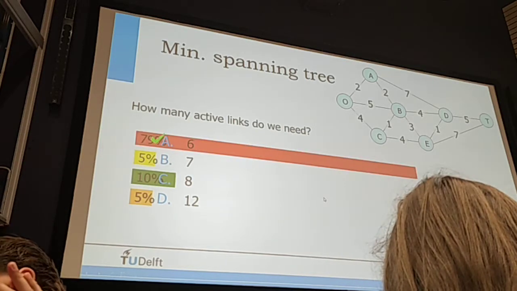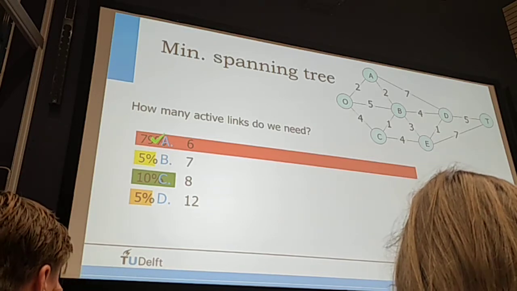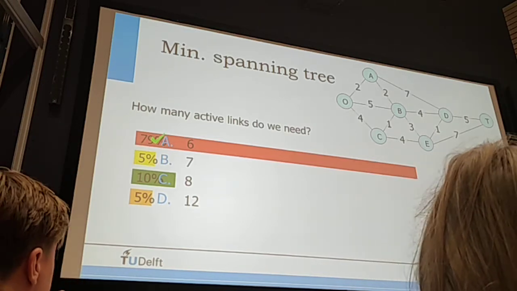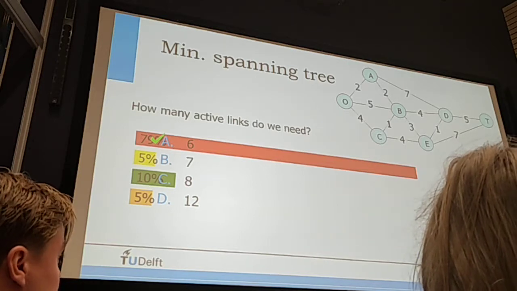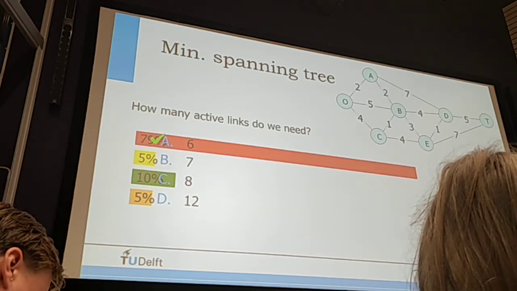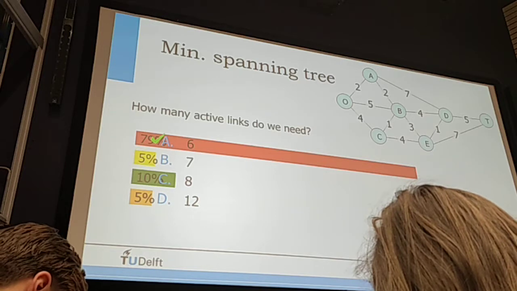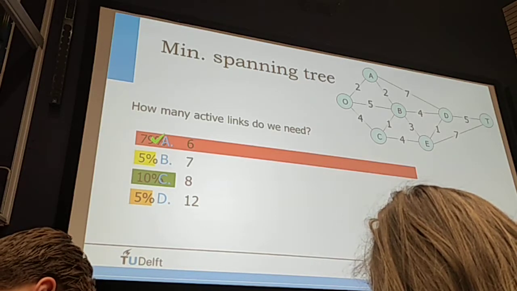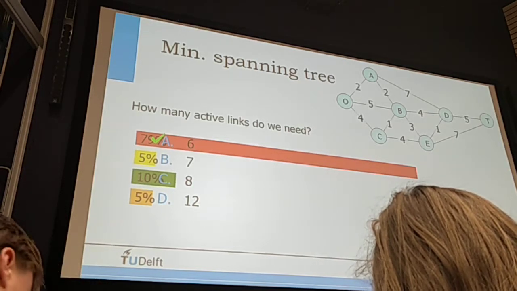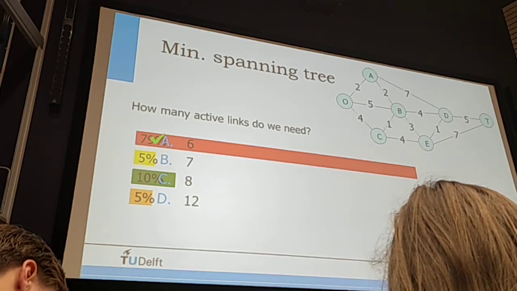Yep, 80% of you got the correct answer. The answer is 6. And it's actually the number of nodes minus 1. So even if you have a million nodes, it's 999,999. So we need n minus 1 links to connect it. And you'll see later on in this lecture that n minus 1 comes back.